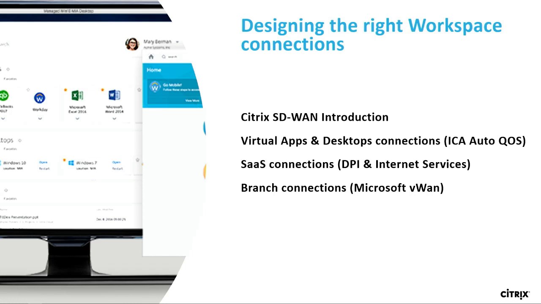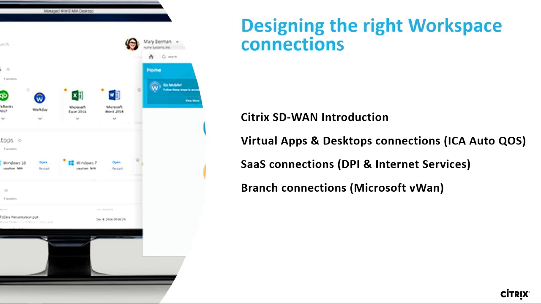Then we're going to talk about virtual apps and desktops, which is obviously a really important technology at Citrix, and I imagine many of you are involved in that. And we'll talk to you about how we can expedite and optimize those connections. Then we'll switch to SaaS connections. Obviously in the cloud era, SaaS technology is becoming huge. Most companies predict a majority of their apps will be SaaS in the next few years. So we'll talk about how we can expedite and facilitate access to those SaaS apps in the internet.